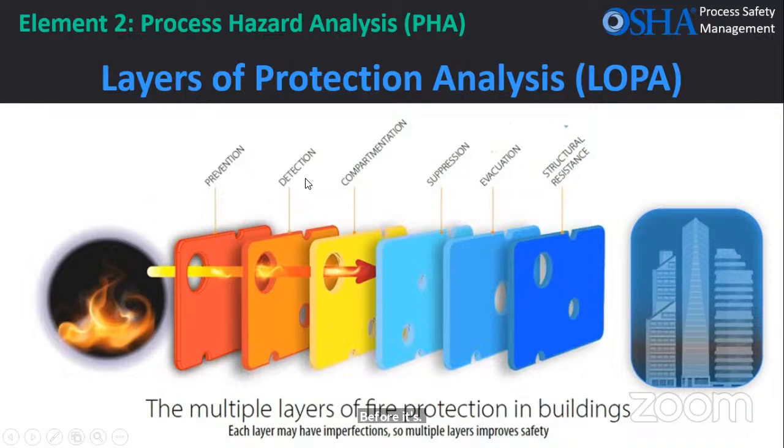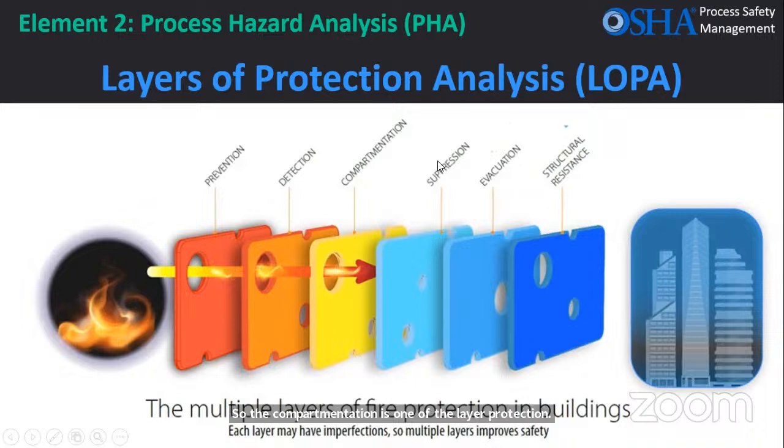If the detection failed, or if the detection already happened but you don't have enough firefighting equipment to control the fire, you have to have a compartmentation. You have to have a firewall. You have to have some compartment to separate the other healthy part from the fire to mitigate your losses. So compartmentation is one of the layers of protection.